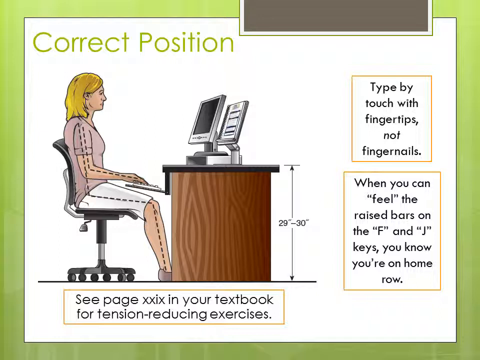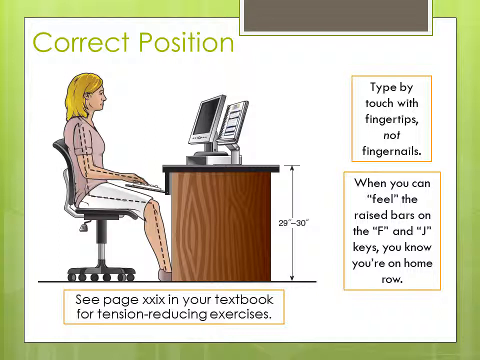Okay, let's talk about good positioning. This image is from your book. You might recognize it. It's from the very first few pages that you read for week 1. And it really is a good display of good positioning. I'm going to go over a few things with you to help you sort of focus in on good position.